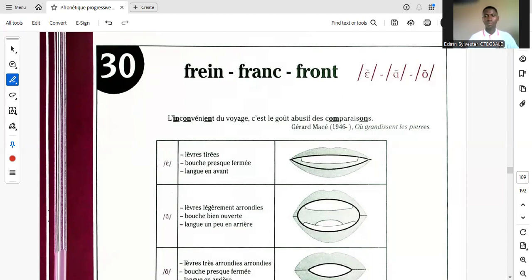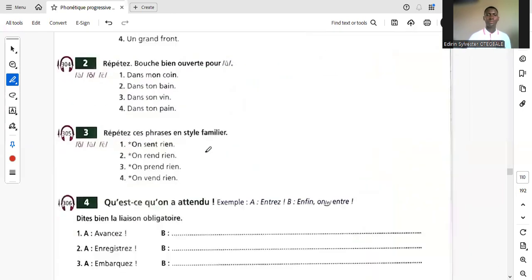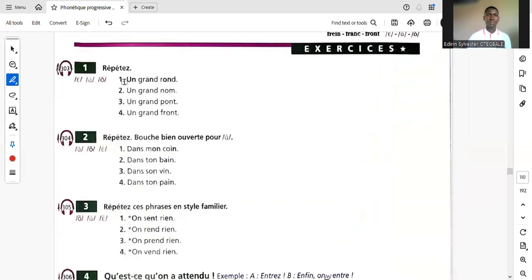Exercice 1. 1, Un grand rond. 2, Un grand nom. 3, Un grand pont. 4, Un grand front.